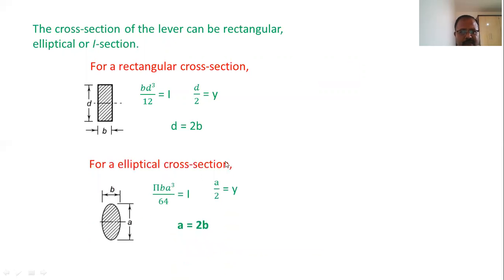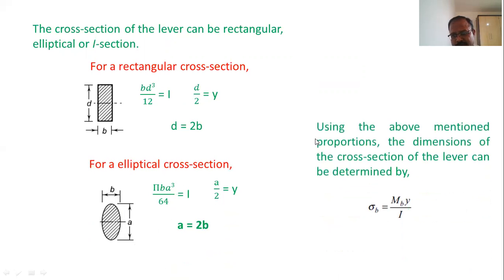If it is an elliptical cross section with minor axis B and major axis A, then the moment of inertia can be calculated as pi B A cube upon 64. Y is the distance of the extreme fiber from the neutral axis, A by 2. The relation between A and B can be given, or otherwise it can be taken as A equal to twice B. So using the flexural formula, what is the flexural formula?